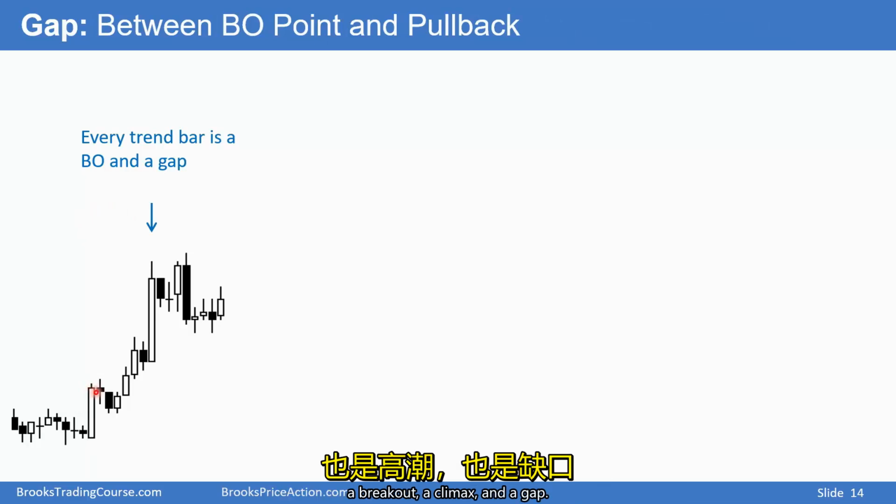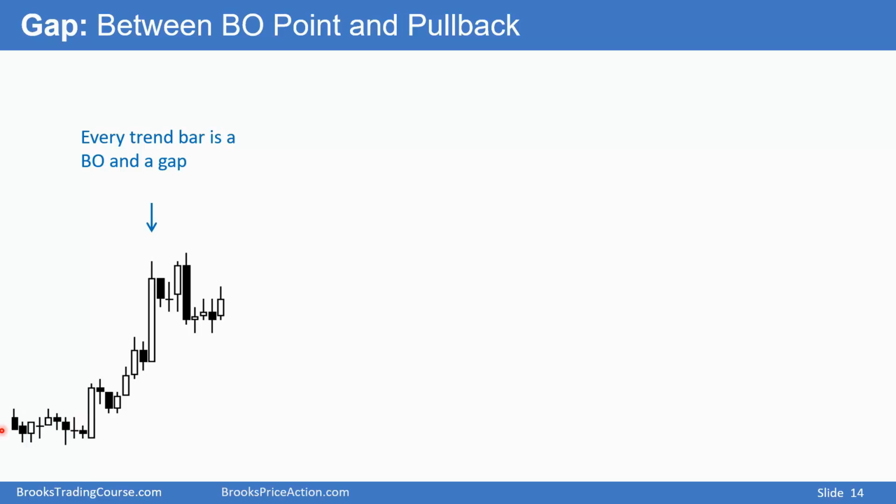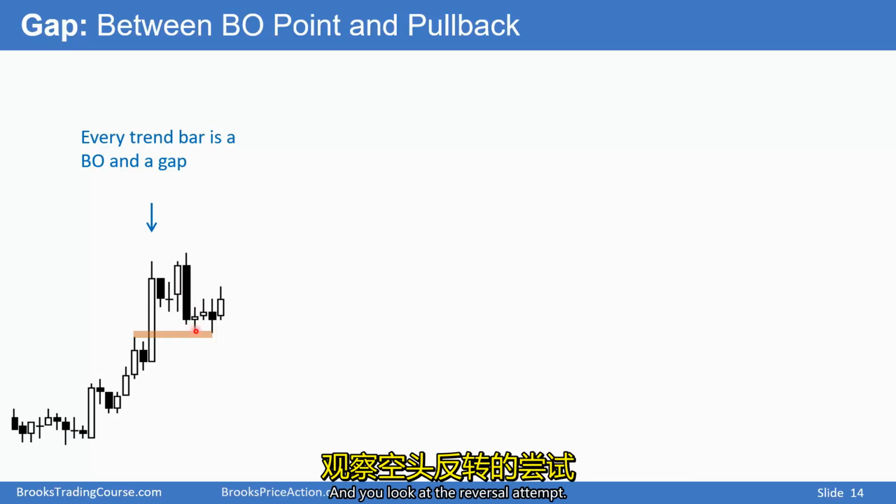Every trend bar, I think of every trend bar as a trend bar, a breakout, a climax, and a gap. There's always a gap between the close and something before it. Big bull trend bar, it's a buy climax. The bull trend paused. It might reverse, but right now it's pausing.